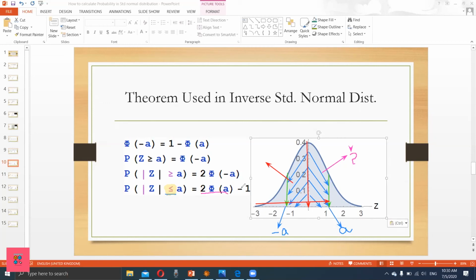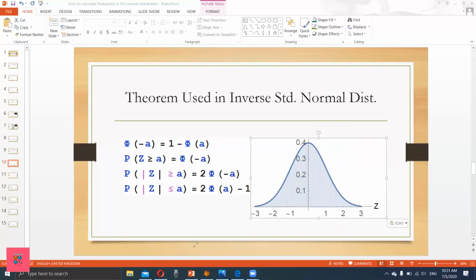So we will subtract 1 from it to exclude this area. Twice of this area is one for this part and one for that part, one for the right side, one for the left side. Both areas are included. Okay, this is a comparatively difficult theorem, but we will use these four parts of the theorem in the questions involving inverse standard normal distribution, in which we will use table 10a.